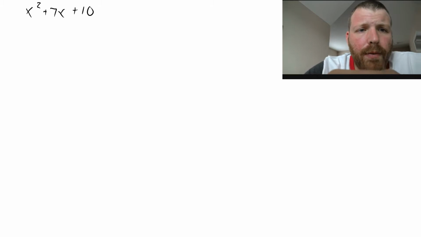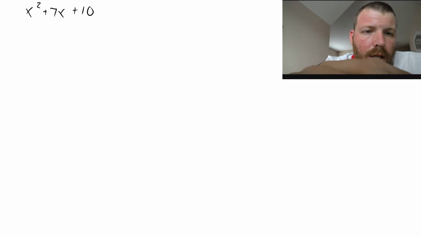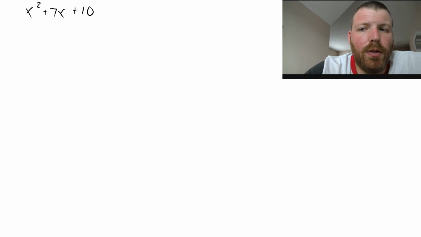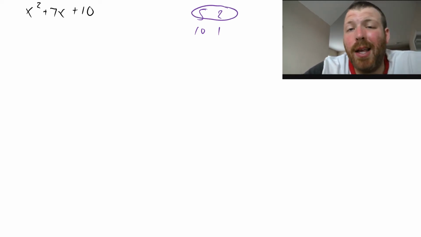What we have to do is think about factors that will multiply to give you 10 and that will add together to give you 7. So you have to think about those factors. The factors of 10 are 5 and 2, 10 and 1. That's it, right? And the only way to get 7 is with 5 and 2, but they have to be added together.